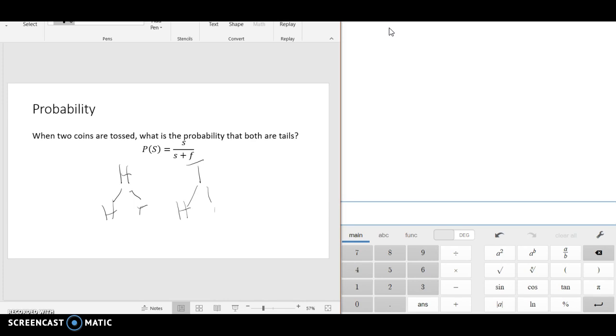Going back to our tree diagram here, you can have two heads, a head and a tail, a tail and a head, or both tails. So we're looking for the probability of two tails. We know looking at our tree diagram, there is one success of it being two tails and three failures.